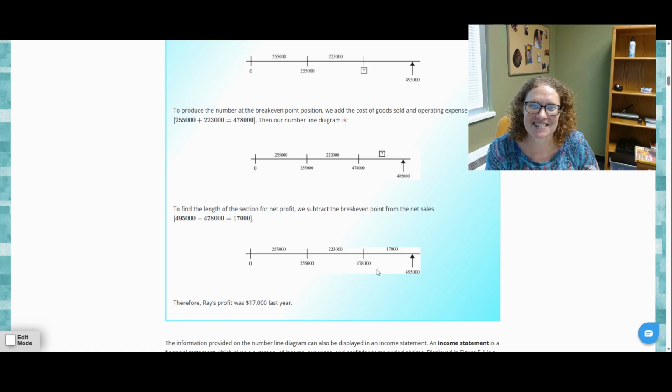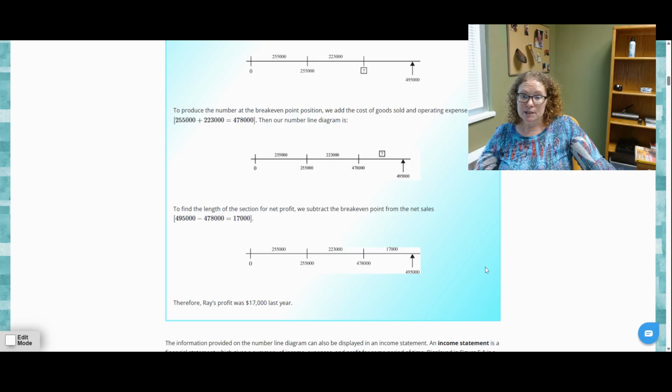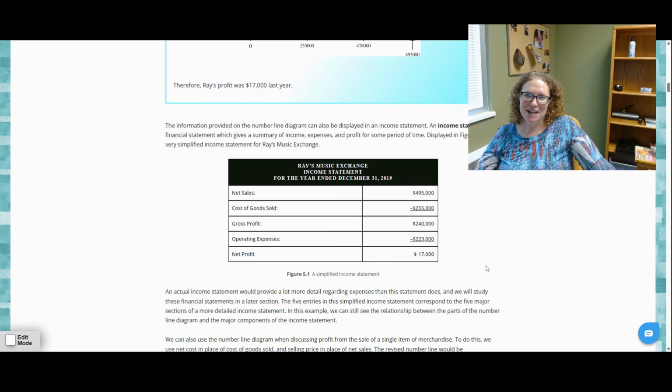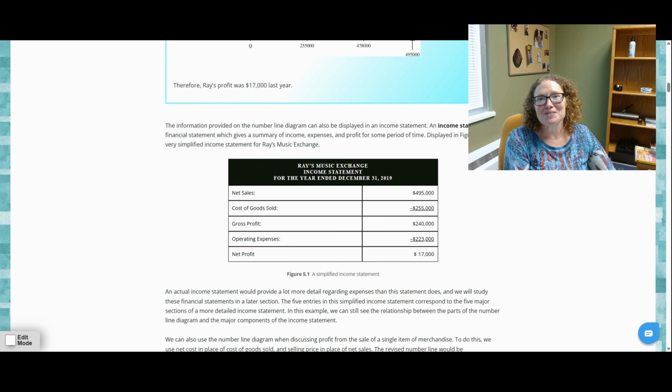Which was the 478,000, and we just got from the net sales of 49.5, and we get 17,000, which would be then his profit for the last year. So when we have that diagram, we can put it into an income statement. We are going to be looking at financial statements in a few chapters, and you'll be setting up your own. And so this is just the start of that.